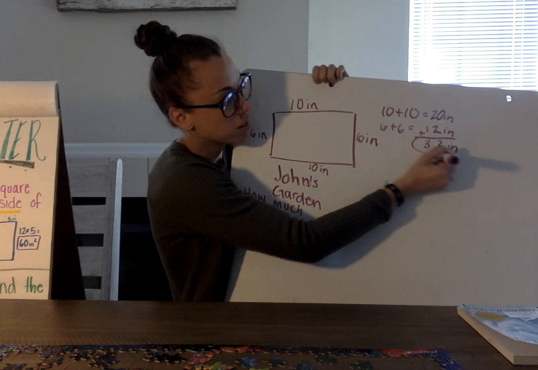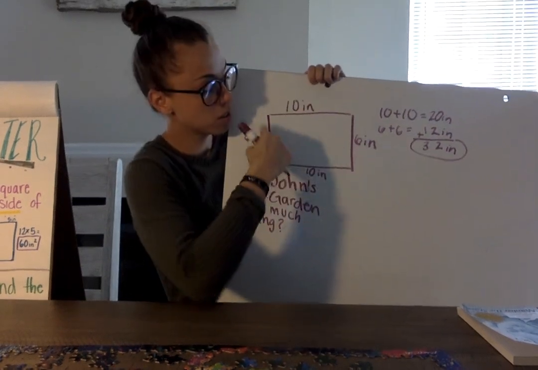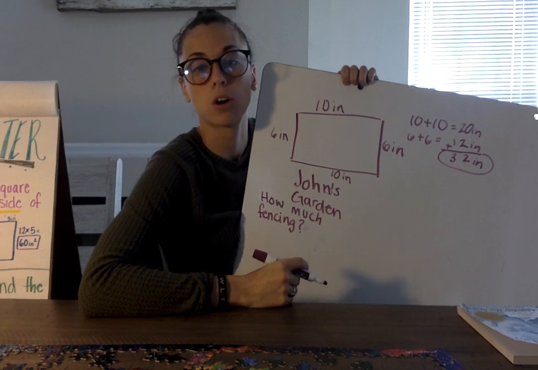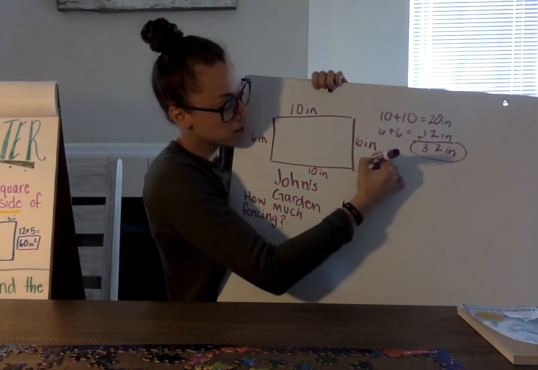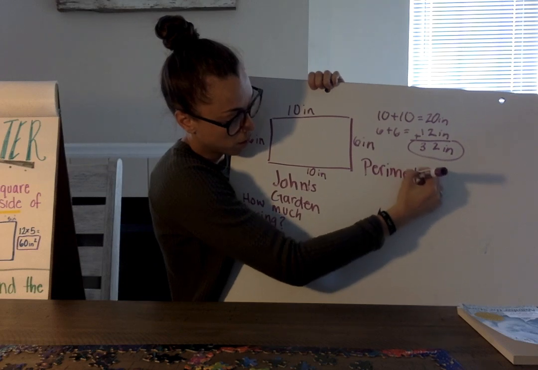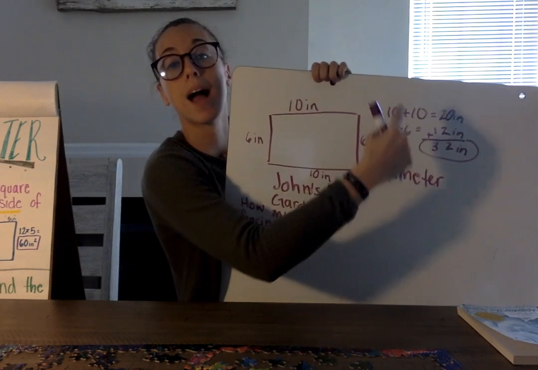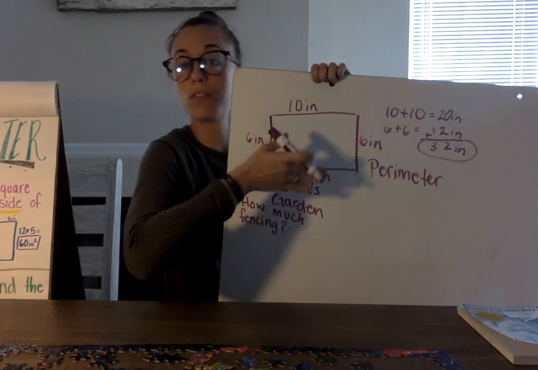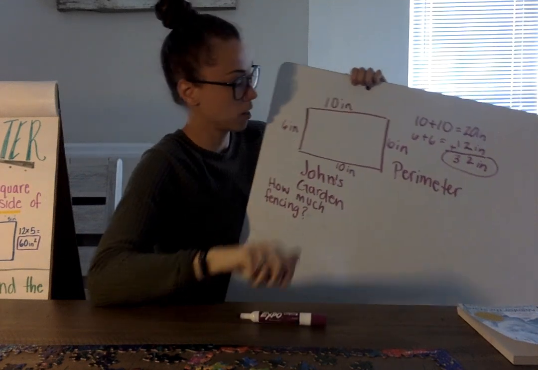So John is going to need 32 inches of fencing to go around his garden. All right, so this was perimeter, because the fence goes around the garden. We weren't focusing on anything inside of his garden.